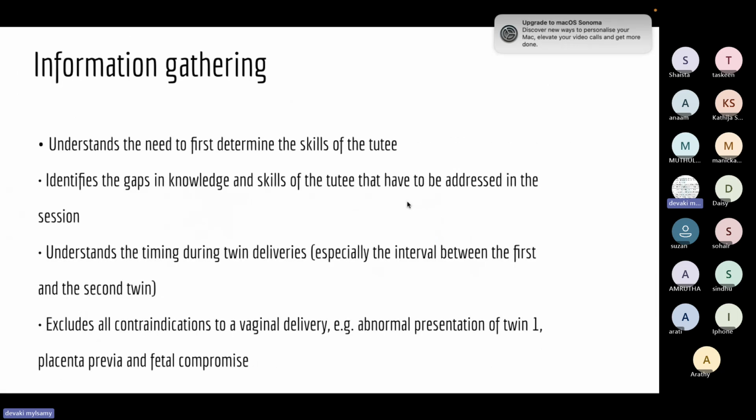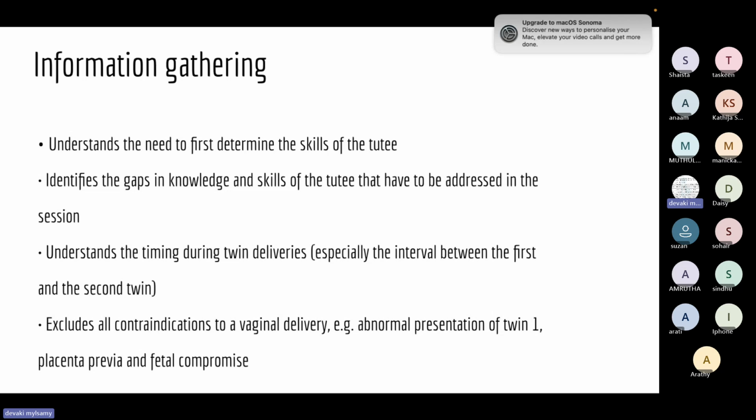So for information gathering, if you see the domain-wise scoring for this task, you need to first determine the skills of the trainee. This is basically important. Checking background knowledge is considered in two domains, so with this one point you are marking your safety in two domains. Checking background knowledge of the trainee is information gathering also.